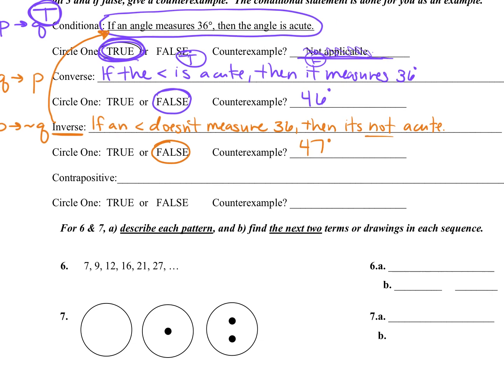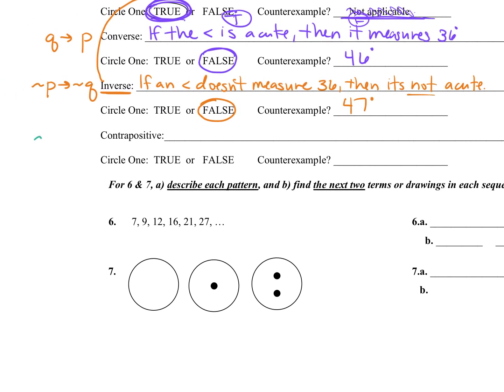Okay, now the contrapositive is if not what? P or Q? If not Q, then not P. So now all you do is you swap the one above it, right? You take the converse of the inverse. So if the inverse is, if it doesn't measure 36, then it's not acute, your contrapositive is, if an angle is not what?